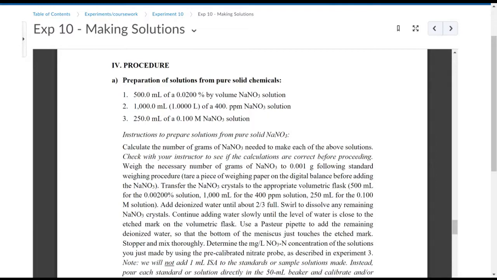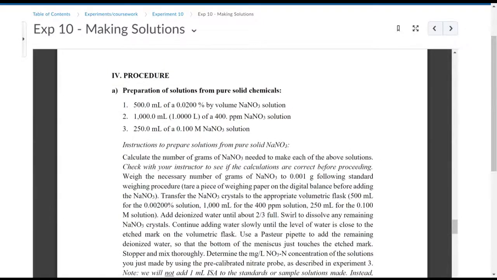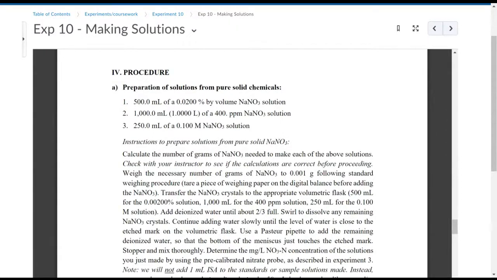We need to make 3 solutions from sodium nitrate. We have the pure solid for sodium nitrate. Can you tell me based on your calculation, how many grams do we need for the 500 milliliter of 0.02% by volume? How many grams of sodium nitrate do we need for the first solution?